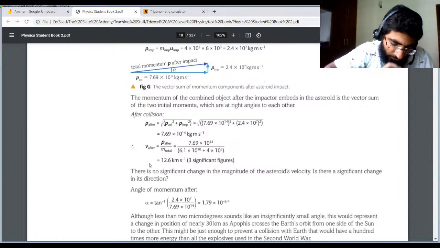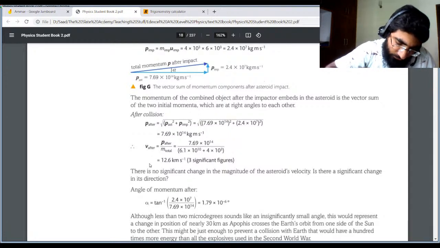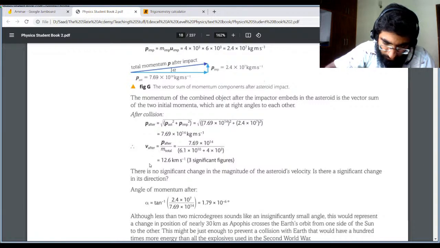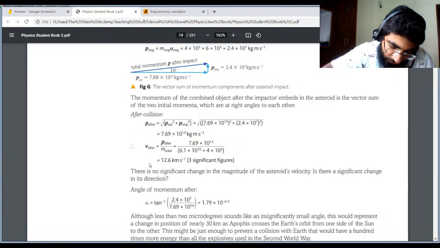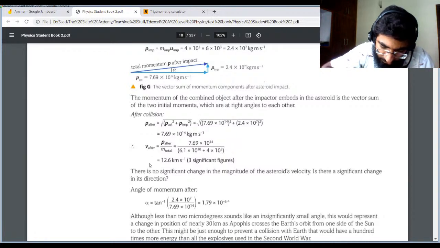So tan 1, you'll see why we need the calculation we were doing. Tan 1 is equal to the opposite. This was the opposite calculation that I was about to complete. It has a mass of 4000 multiplied by an unknown velocity divided by the momentum of this thing, 7.86 into 10 raised to the power 14.